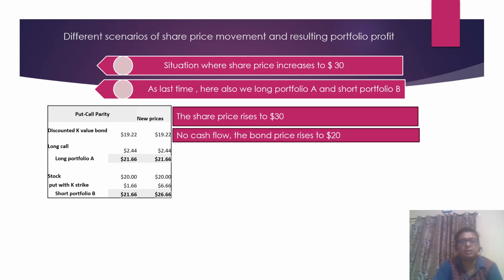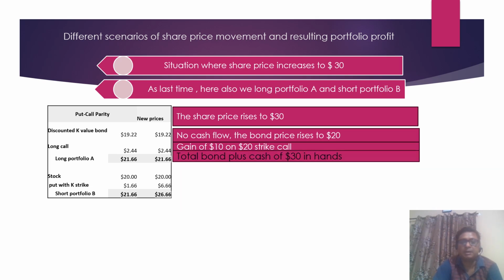Now let's see how the portfolio pans out at the time of settlement at time t. No cash flow in case of the bond, as the bond price rises to $20. As the share price rises to $30 and the call has a strike price of 20, there's a gain of $10 on that call. Thus total bond plus cash from call purchase comes out to be $30 in hand.